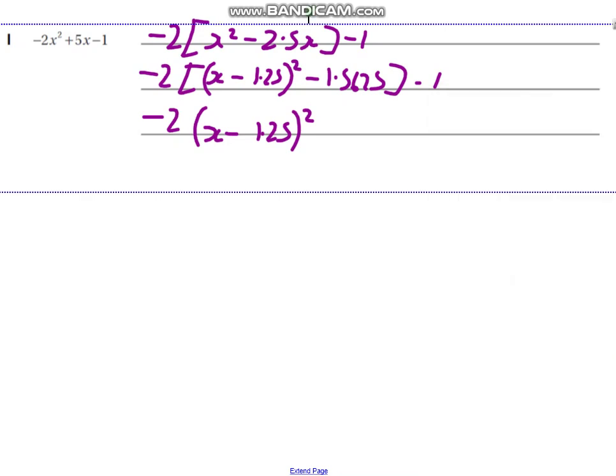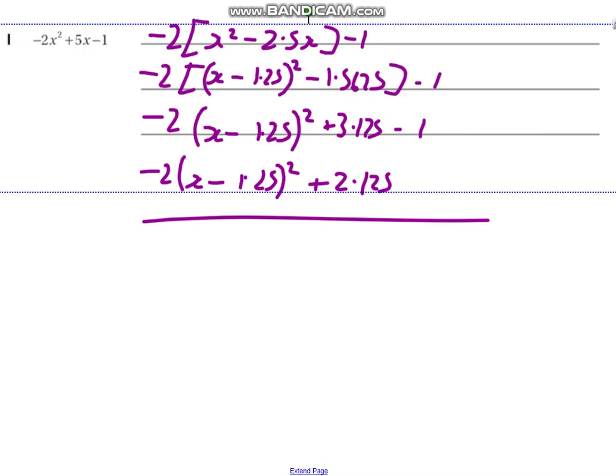So then we can just lose the 1 there, so minus 2 x minus 1.25 all squared plus 2.125.